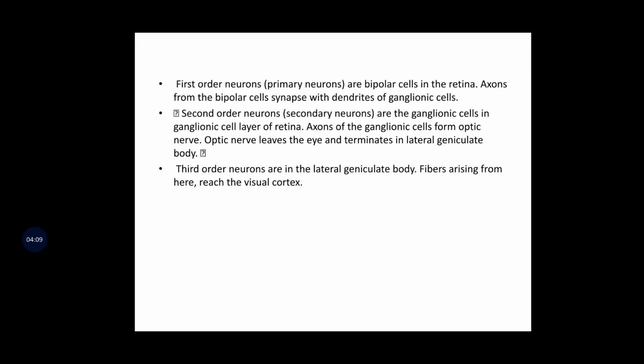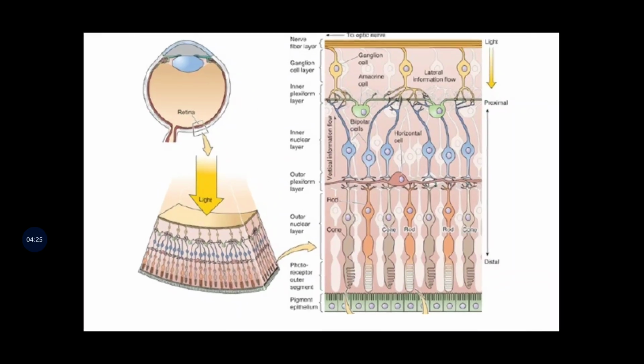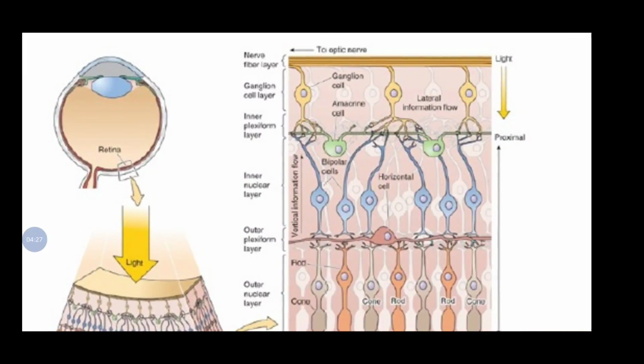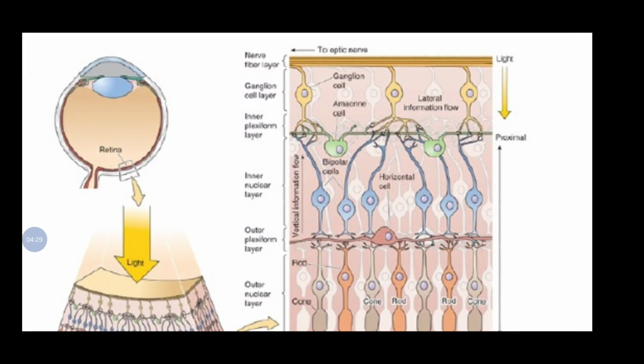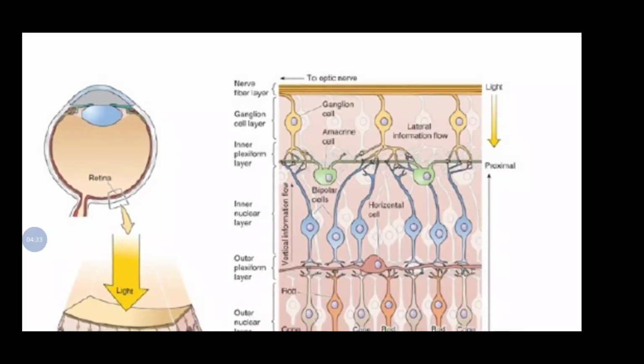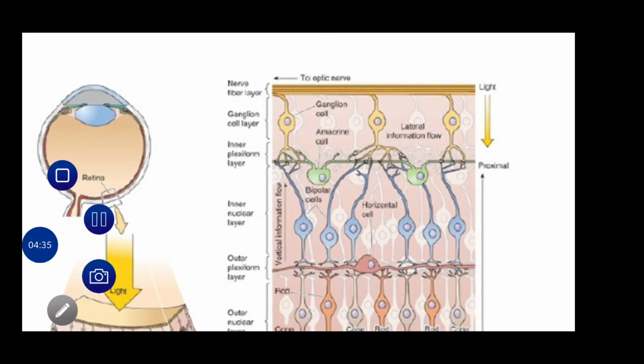So we have the primary neurons, then we have secondary neurons, and we have third order neurons. The primary neurons are the first order neurons, which are bipolar cells, as we have already talked about what bipolar cells are in the retina. Now they synapse with the dendrites of the ganglionic cells. Here we can see the ganglion cells, and these are the bipolar cells. The green ones are the bipolar cells.